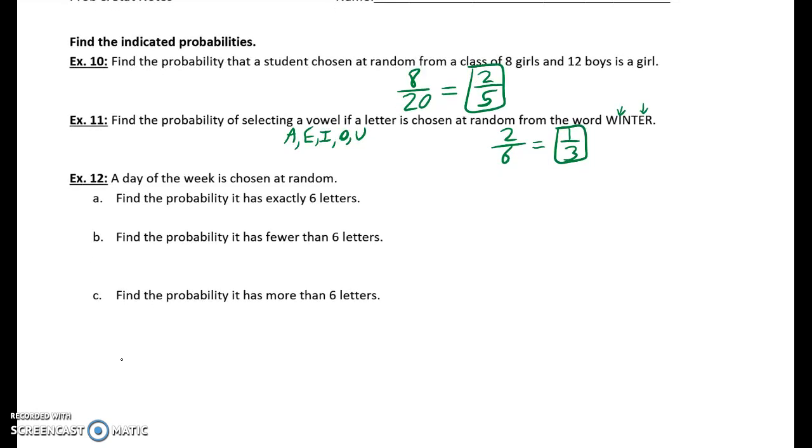And number 12, a day of the week is chosen at random. So think about the days of the week: Sunday, Monday, Tuesday, all the way across. Find the probability it has exactly 6 letters. Well, okay, so I think about my days of the week. Sunday has 6 letters. Monday has 6 letters. Tuesday has 7. Wednesday has a bunch. Thursday has 8. Friday has 6, and Saturday has 8. So the only days that have 6 letters are Sunday, Monday, Friday. That would be 3 out of 7 days.